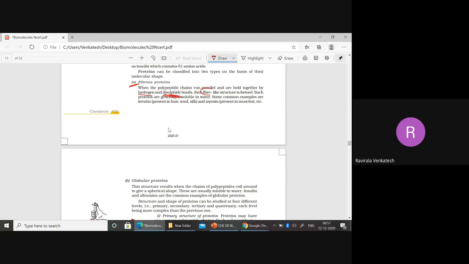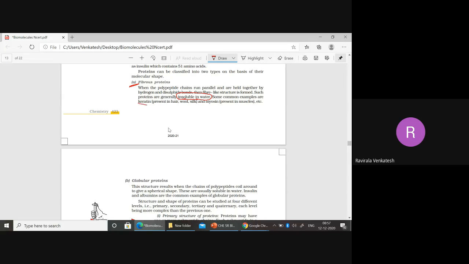One more thing, beta. Is hair soluble or insoluble in water? Remember, insoluble. This is very important, beta. Fibrous proteins are insoluble in water. Very important thing it is. Fibrous proteins are insoluble in water.